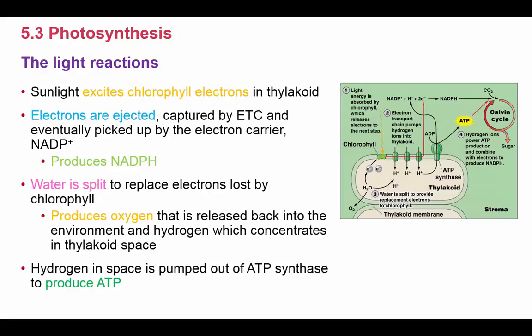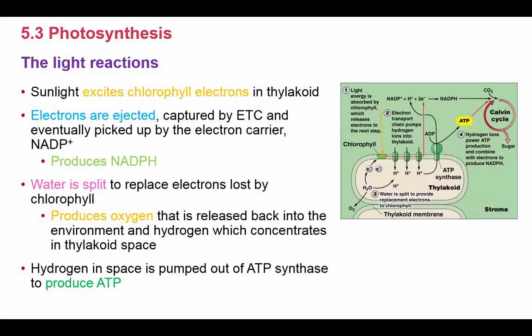In the process of these ejected electrons, water is going to be split. Now, we know that the formula for water is H2O. So if you split water, you produce hydrogen and you produce oxygen. Now, the hydrogen is used to replace these electrons in forming that NADPH. The oxygen is going to be released, and eventually this is what we exhale. As the hydrogen is pumped across the membrane, it's going to produce ATP.